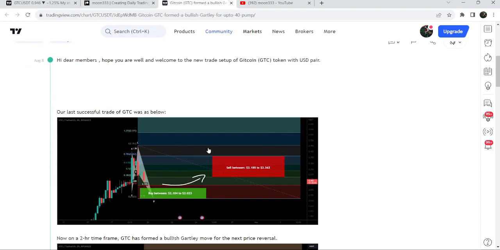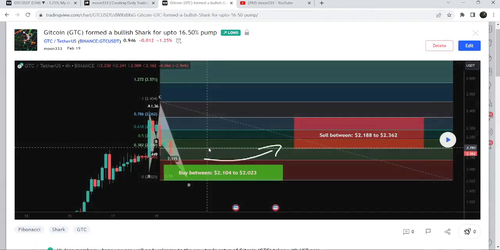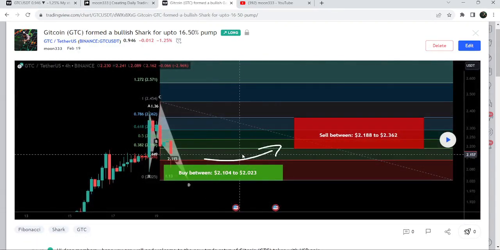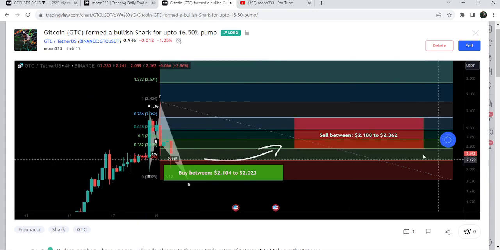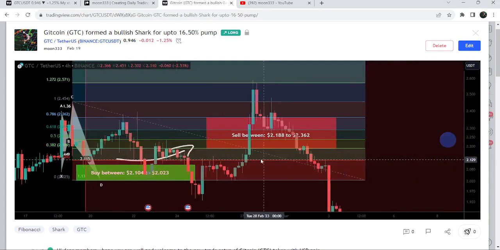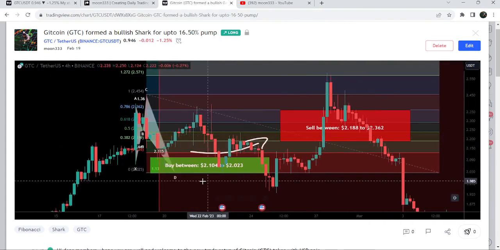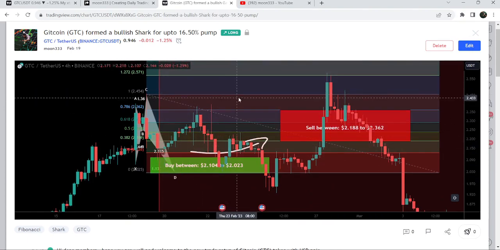Before that, I shared this harmonic bullish reverse Shark pattern that GTC completed on a 4-hour time frame chart with the US dollar pair. I shared this idea on 19th of Feb 2023. After completing this pattern, you can see that the price started another very nice reversal from this buying zone, and this was almost a 14% pump.